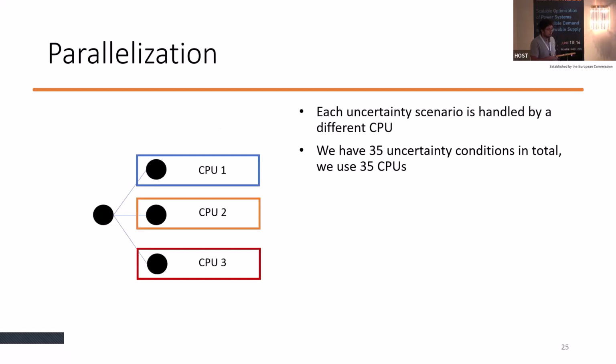Now, with regards to parallel computing, we have performed the following, which is a quite straightforward procedure. Essentially, each uncertainty realization, or each climatic year, is going to be handled by a different CPU. Here, for instance, as we have just three scenarios, the blue CPU handles the first one, the orange CPU handles the second one, and the red CPU handles the third one. In our setting, as we have 35 climatic years, we are going to use 35 CPUs.